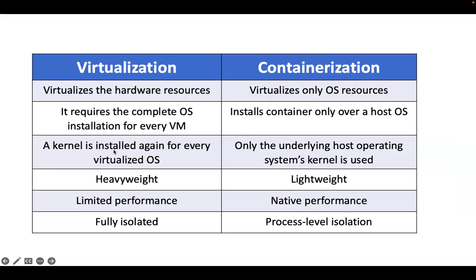Now, a kernel is installed again for every virtualized OS. So obviously, every time you install an operating system, you need a kernel to be there, right? Each operating system has a kernel. In containers, only the underlying host operating system's kernel is used. Virtualization is heavyweight, and containerization is lightweight. Virtualization has limited performance and is fully isolated, while containers have native performance and are process level isolated.